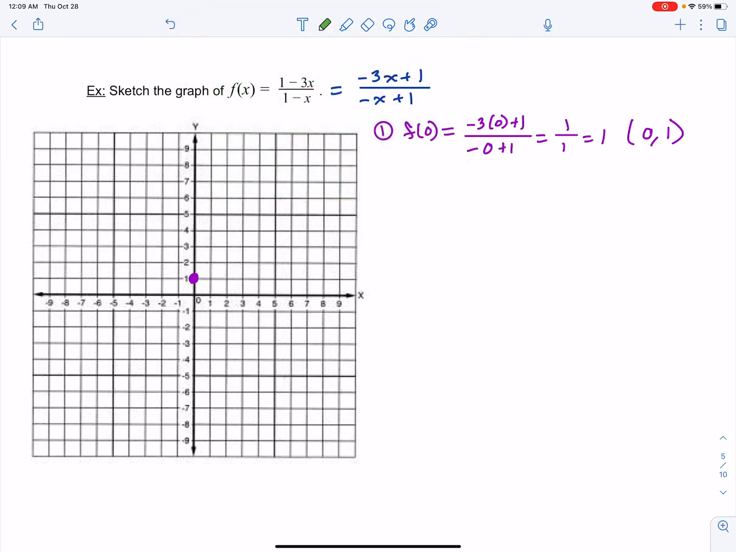Then, when we look for our x-intercepts, we put the numerator of our function equal to 0. So we take negative 3x plus 1 and set it equal to 0, which would give us negative 3x equals negative 1, or x equals 1/3. So here we do have an x-intercept at the point 1/3, 0. So about here.